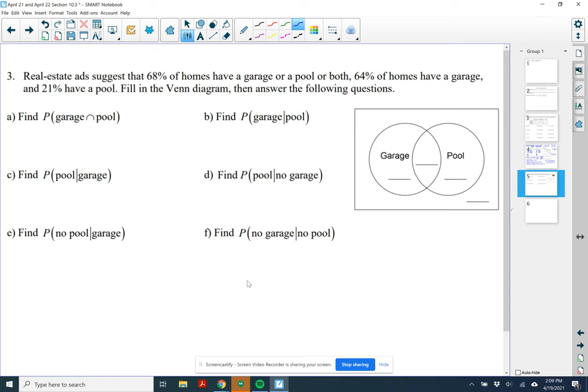So we want the probability that they have a garage and a pool. Remember, this is the and. Probability that they have a garage given that they have a pool. Probability of a pool given that they have a garage, and so on.